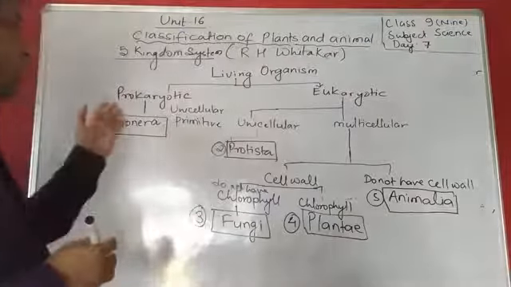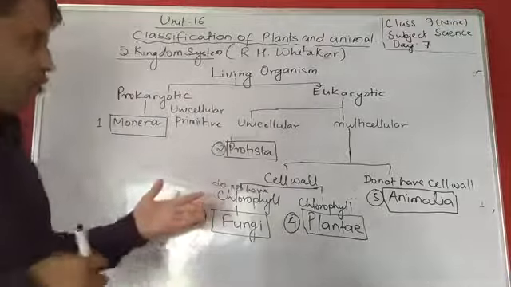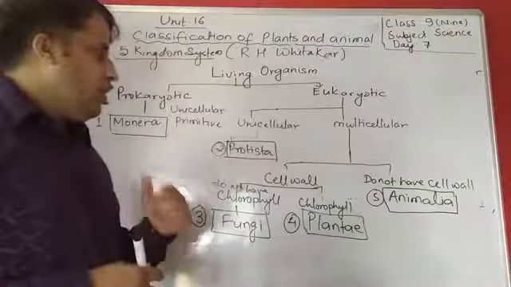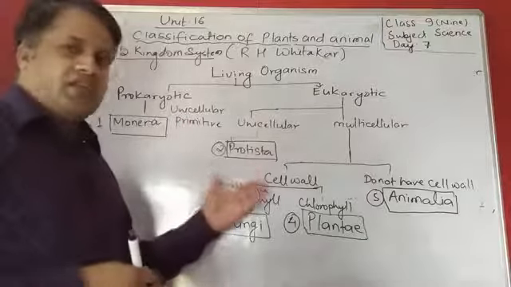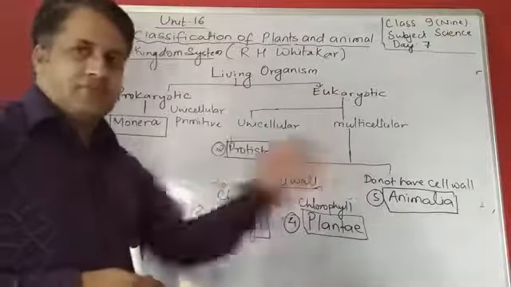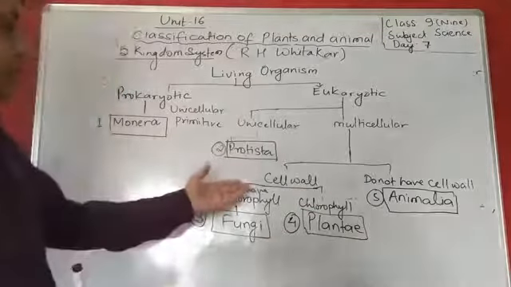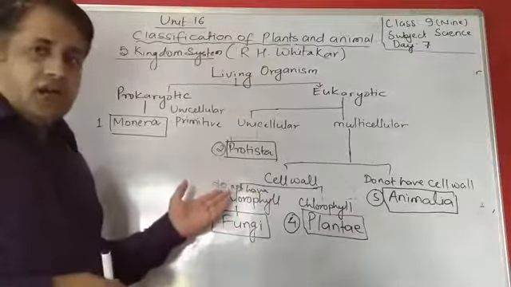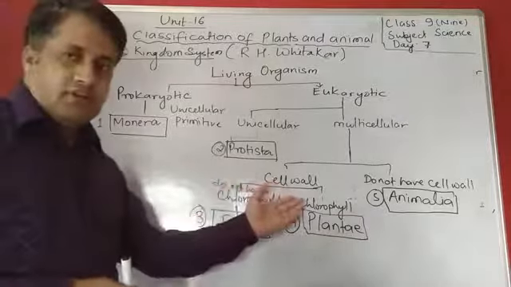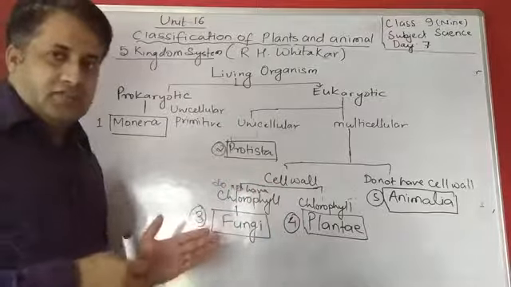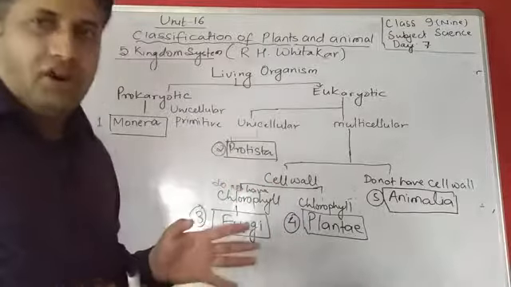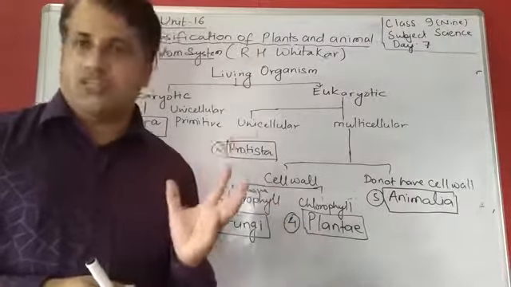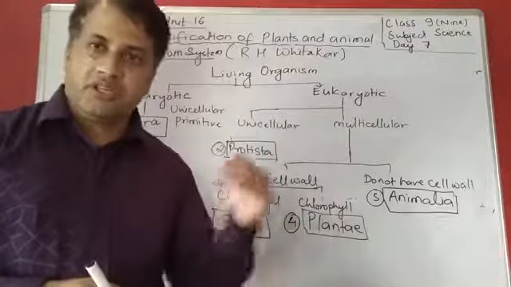So whether they are prokaryotic or eukaryotic, if they are eukaryotic, whether they are unicellular or multicellular, and if they are multicellular, whether they have a cell wall or do not have a cell wall, and within the organisms having a cell wall, whether they are heterotrophic or autotrophic, they are classified on that basis, so that the study of living organisms will be better. So we can understand the characteristics of living organisms in a better way.